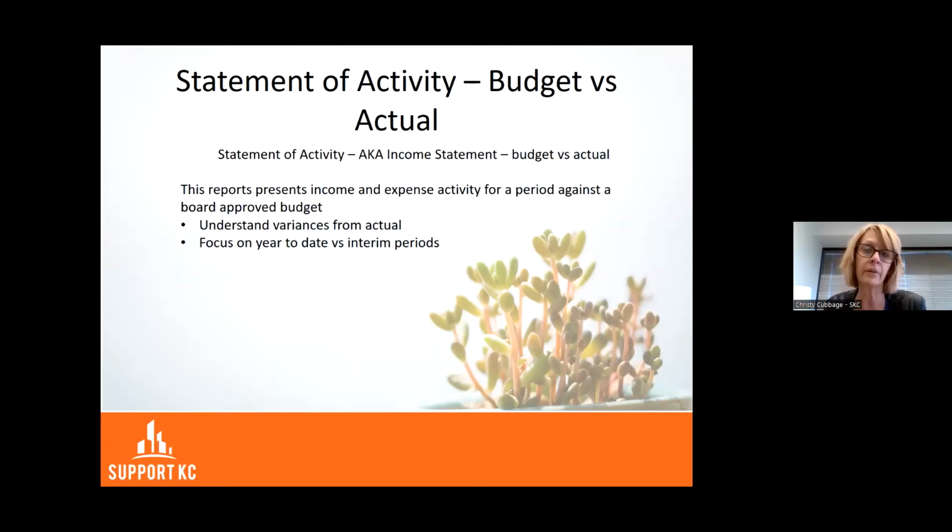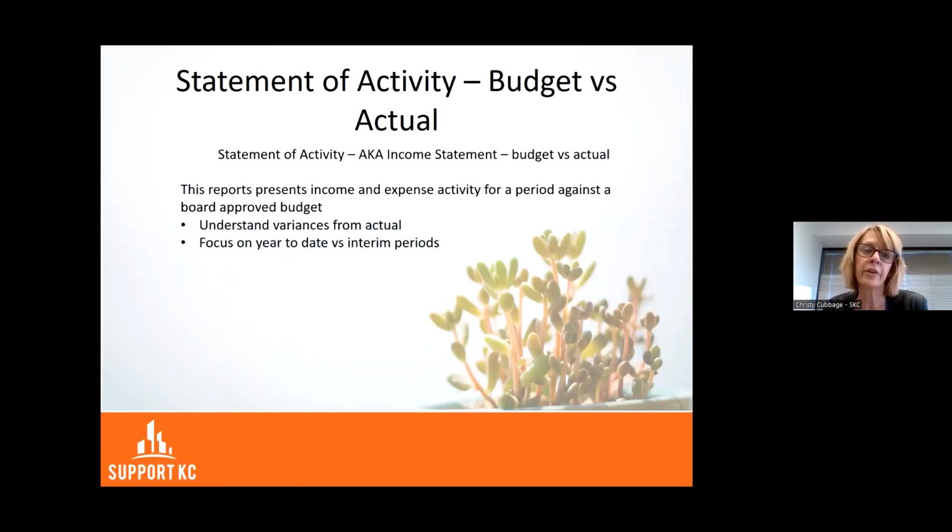So the good thing about management reports that we send, those are not for the auditor, they're not for outside view, they're for you internally to look at. So if you need more information on a management report, narratives, no problem, we can add those.